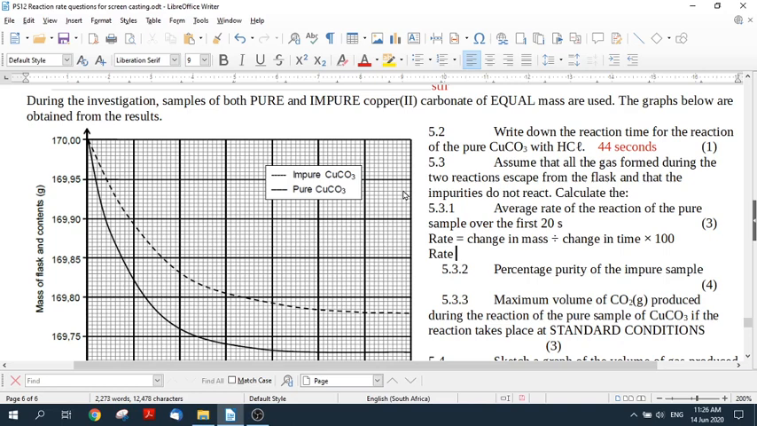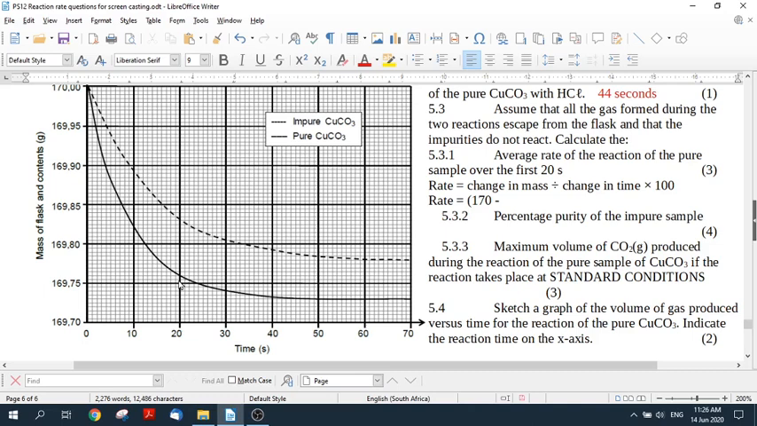Okay, so let's work it out. The rate is going to be the change in mass. Remember, we need 2 points in a graph anytime we find a rate. So we started out at 170, and we are going to subtract the mass at 20 seconds. So you need to be able to read this graph accurately here. This is 169,75. This is 169,8. So every two blockies is 100th. So this is going to be 169,76.